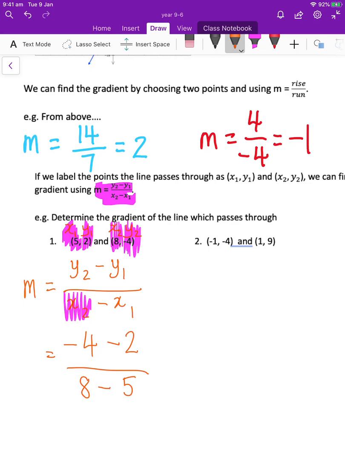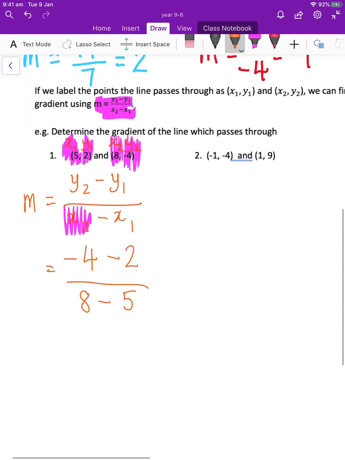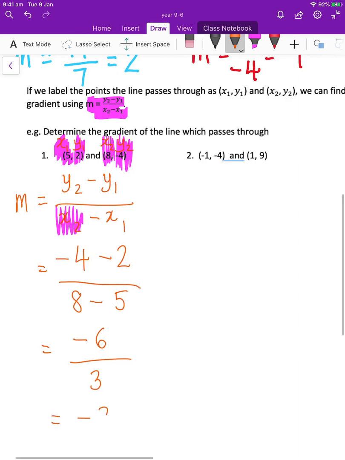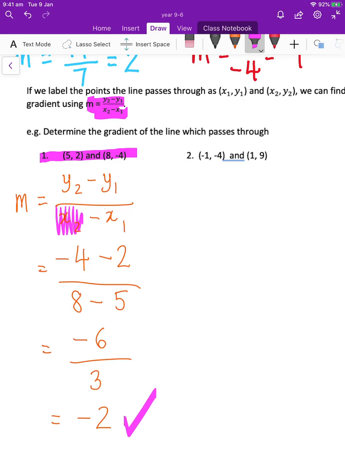Now I can just calculate using some arithmetic. So negative 4 subtract 2 on the numerator is negative 6. 8 subtract 5 on the denominator is 3. And once again, it's a really nice fraction that simplifies, and the gradient is negative 2. So if I graphed these points that we had in our question, which I'll just re-highlight now, if I graphed these 2 points on some axes and I drew a line, it would have a gradient of negative 2. It would be a line that's sloping down.